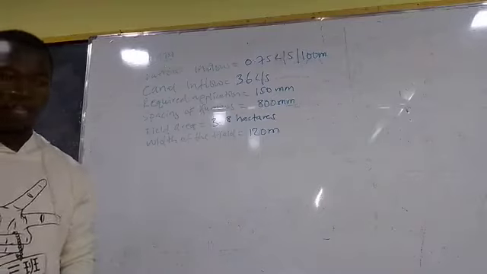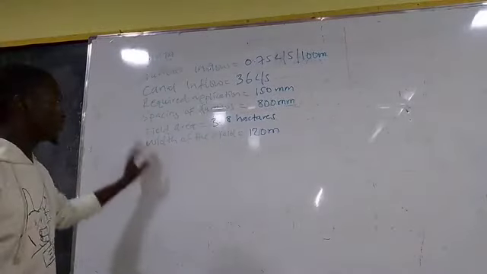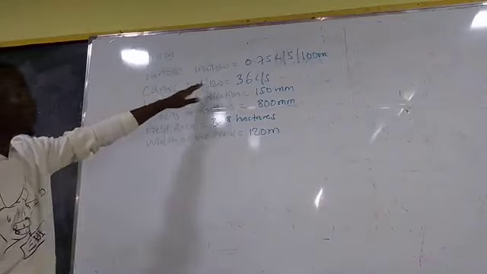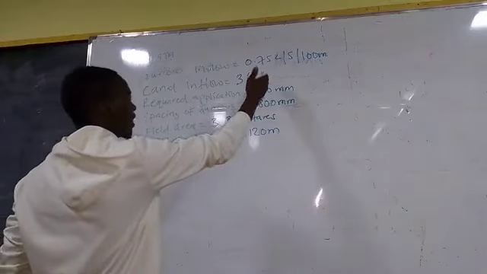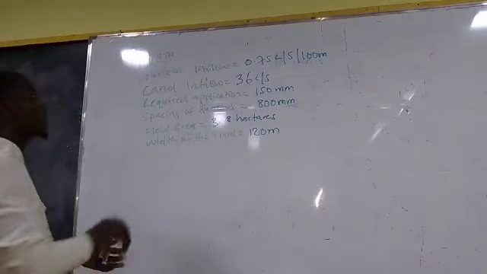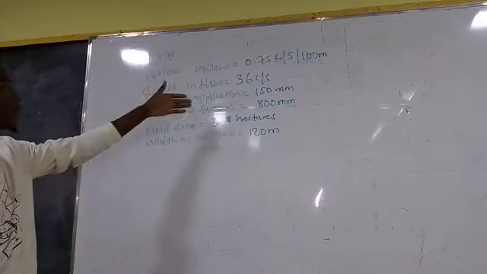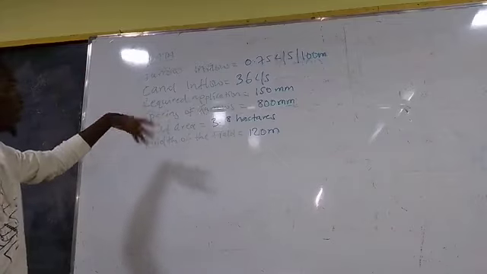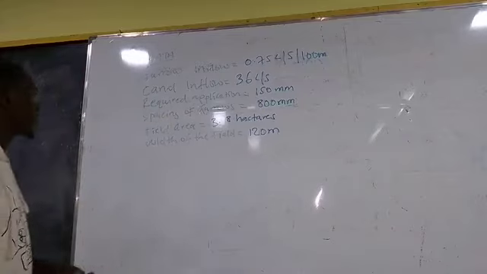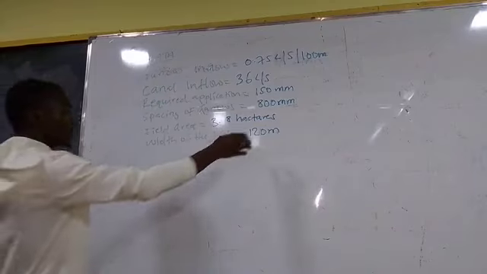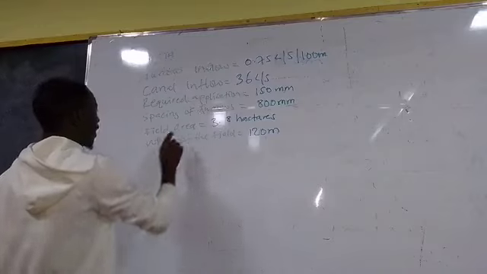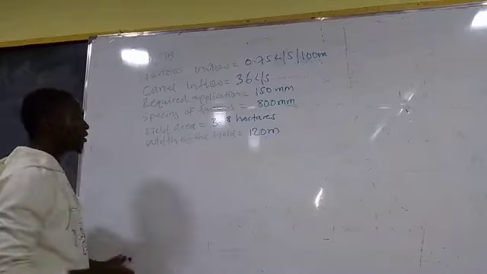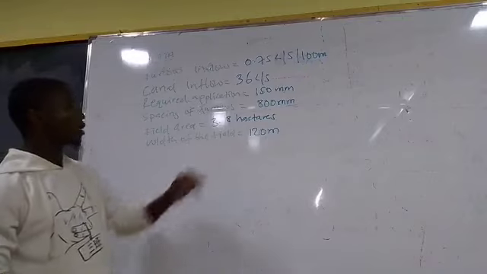I'm just going to pass through the reading. The information says we have the following: 0.75 liters per second per 100 meters. The canal info gives 36 liters per second, as well as the required application, which is 150. The spacing of the furrows is 800 millimeters. The field area is 3.8 hectares. And the last bit is the width of the field, which is 120 meters.